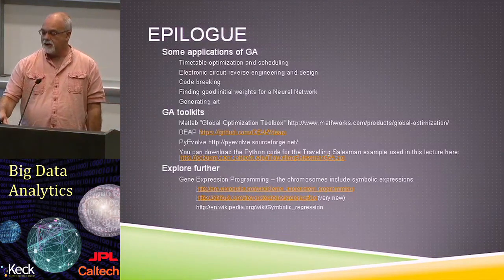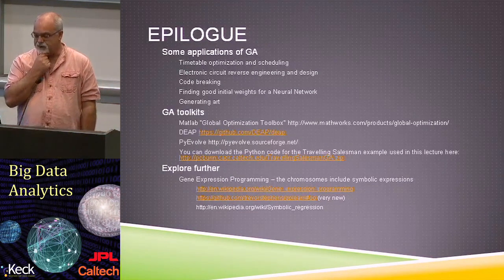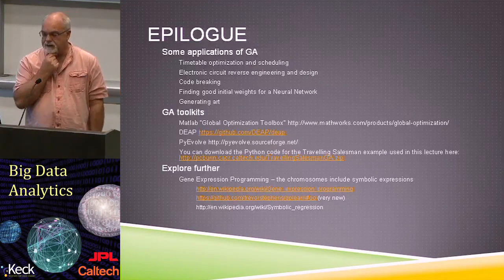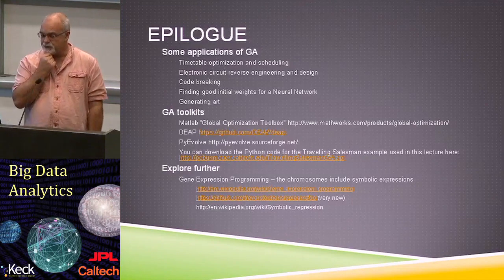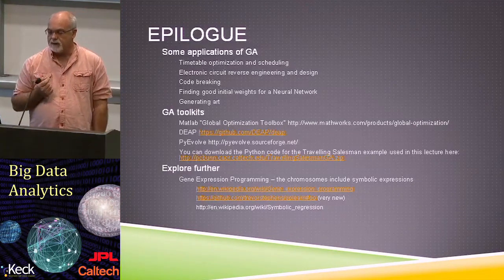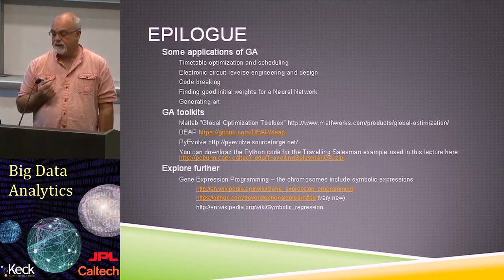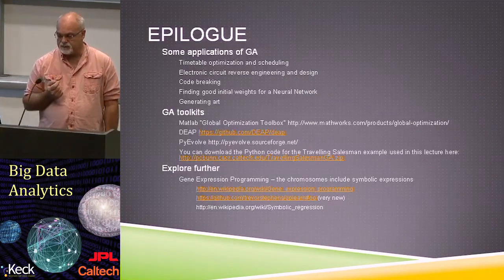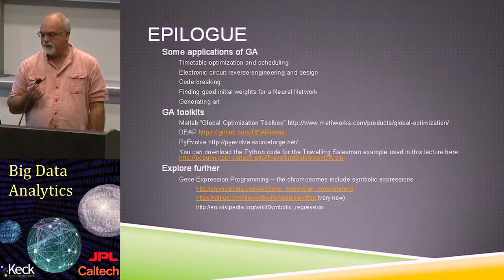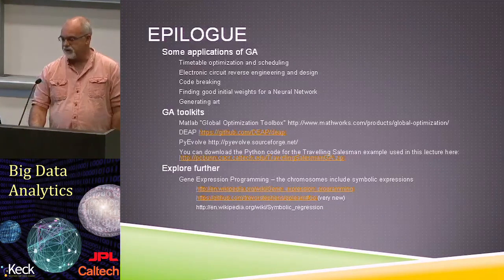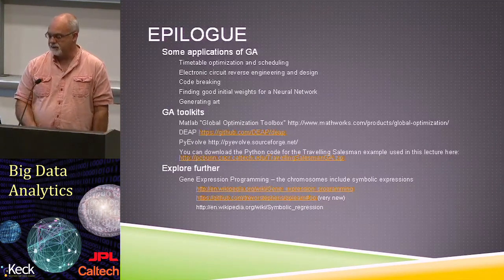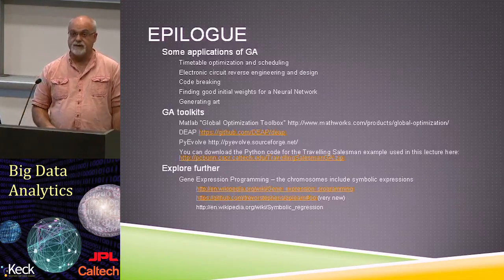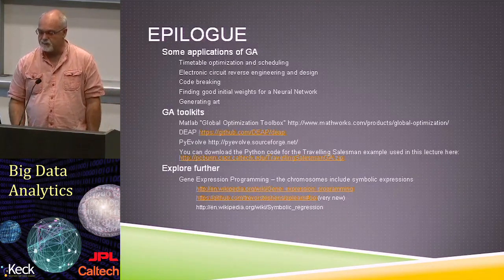An enhancement of genetic algorithms is what is called gene expression programming. If you want to explore further in genetic algorithms, this is where the chromosomes actually include symbolic expressions in the variables in your problem space. And there are some very interesting results with gene expression programming which have been applied to large scientific data sets where it's known that the variables can be expressed symbolically.